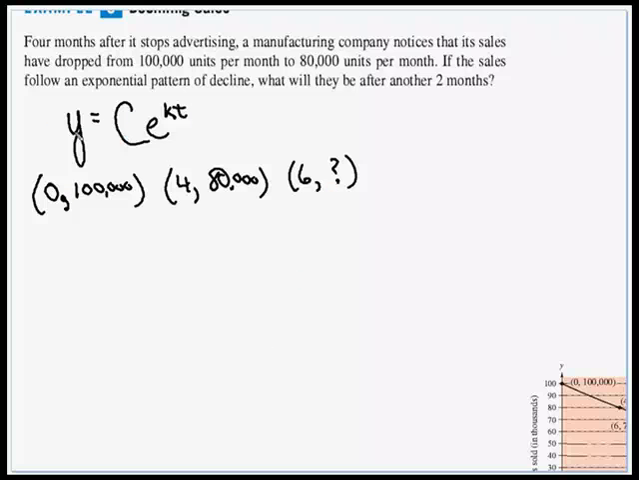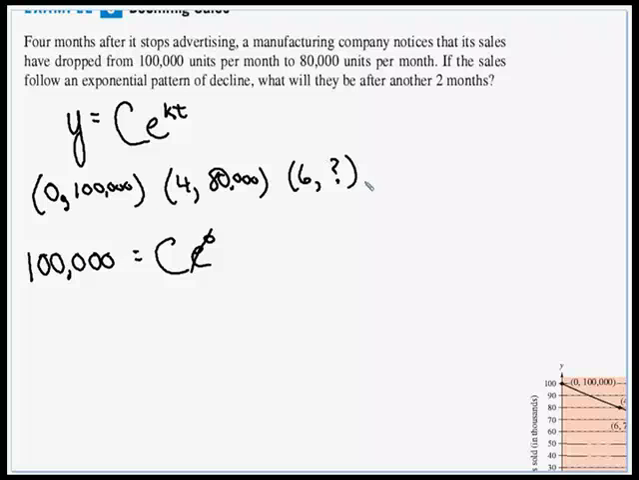So, to our equation and our initial condition. 100,000 is our y value. That's equal to c e raised to the k times t. T is 0, so that becomes e to the 0. E to the 0 is 1. Our c value is 100,000.